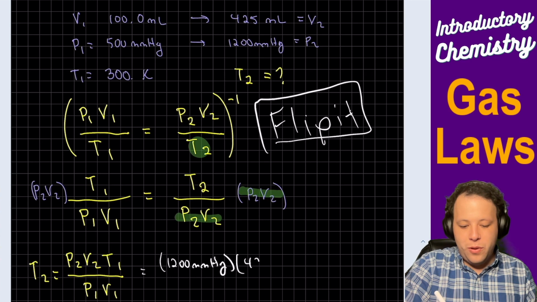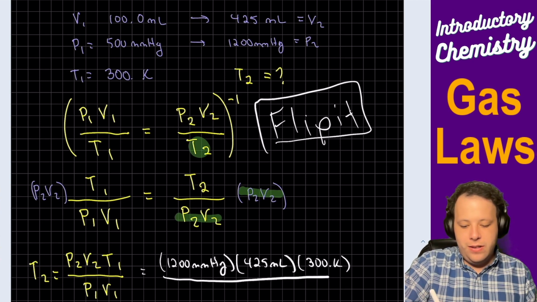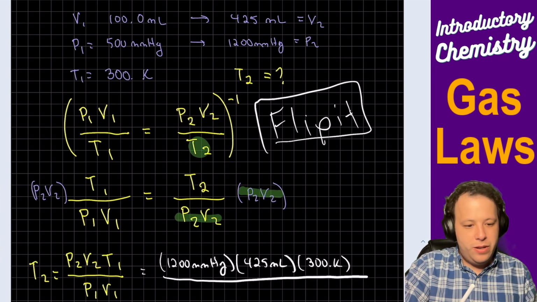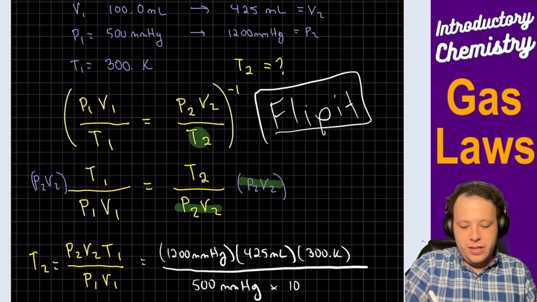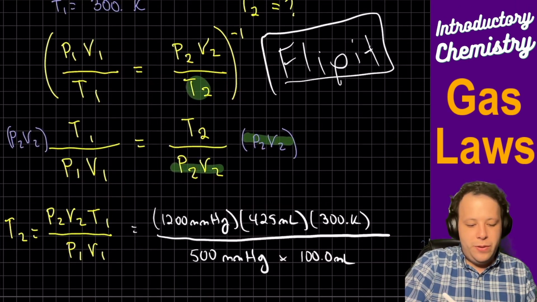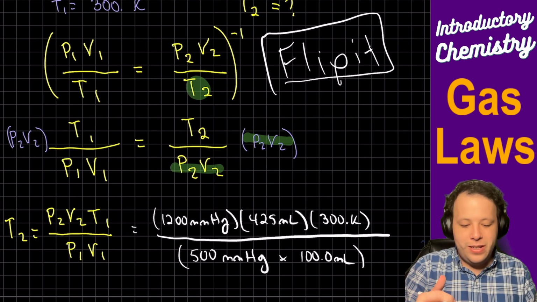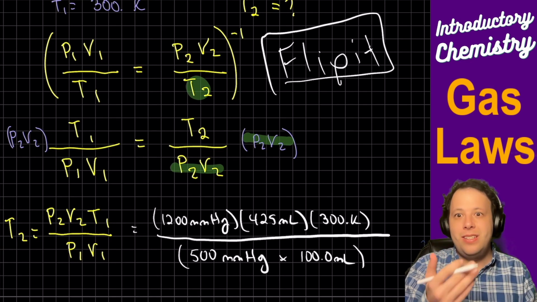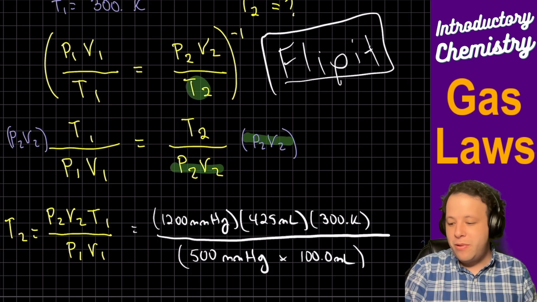Volume 2 was 425 milliliters. T1 was 300 K. And that's all going to be divided by P1 and V1, so your original values. So that's 500 millimeters of mercury times 100 milliliters. Okay, so those are all of our values. And we are going to solve for the top. So it'll be 1,200 times 425 times 300, solve, and divide by 500 times 100 in parentheses.